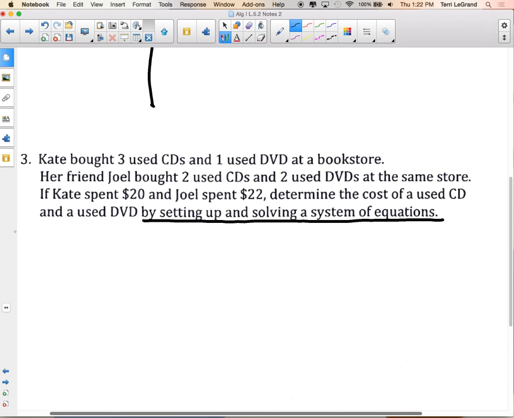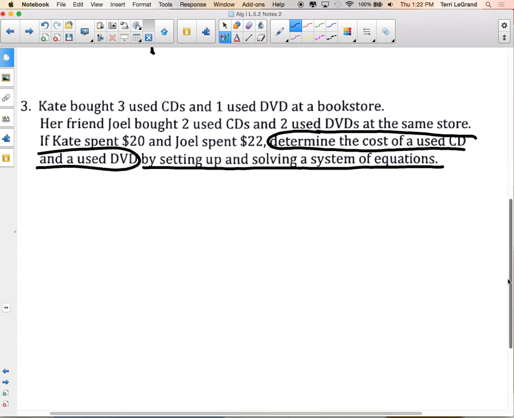Well, if we have to set up and solve a system of equations, chances are there's 2 unknowns in here. So let's find out what are the things that are unknown. All I do is I just zero in at the end of the problem where it's saying find or determine or look for. It says right here, determine the cost of a used CD and a used DVD. Those are unknowns. So how do we start our word problem? By defining the variables, describing what our variables are going to represent. So let's start that way. Let x be, let y be.